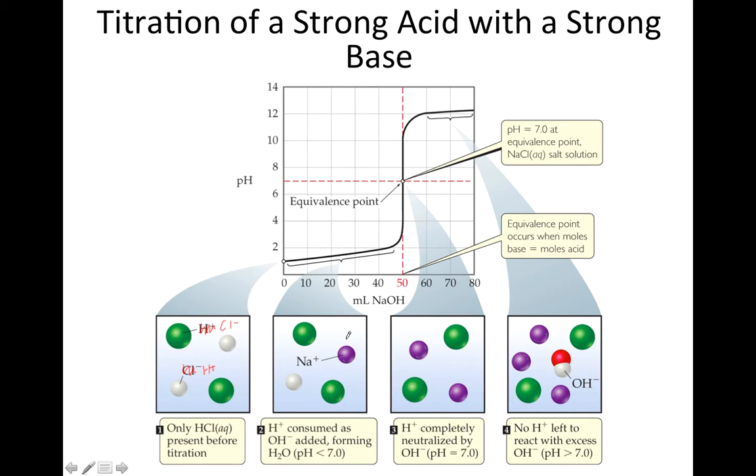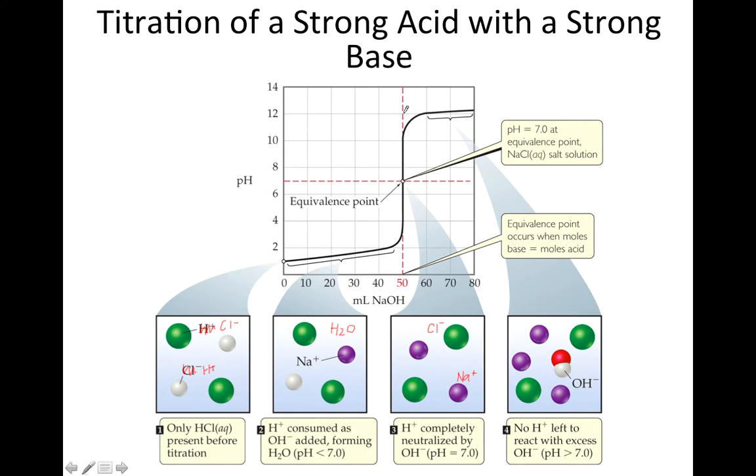So there was originally one hydroxide that came with this sodium, and it reacted with one of these H pluses to form water. So there's an H2O in the background in this panel. And then here we have only chlorines and sodiums. Okay, now the picture makes much more sense. After the equivalence point, we start to have hydroxides that have nothing to react with, and so that's why the pH of the solution is basic.